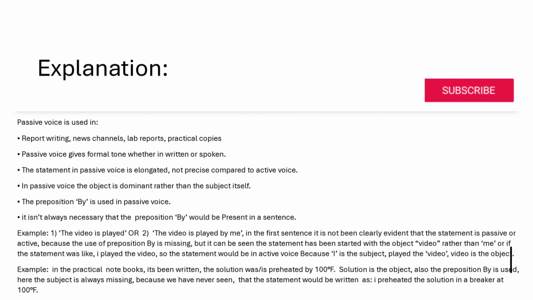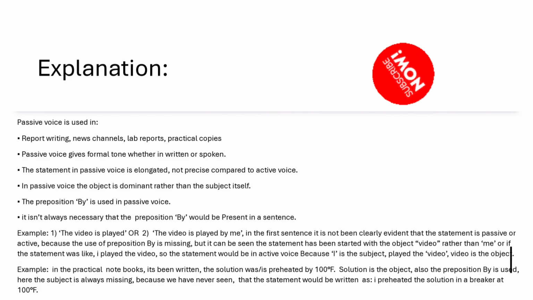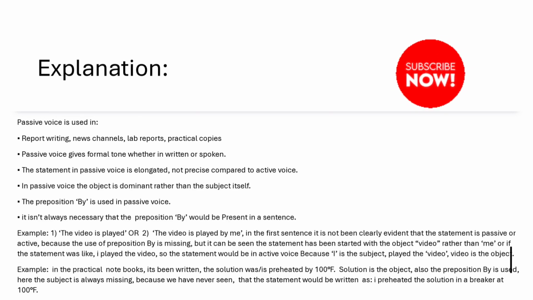For example, there's a sentence, the video is played. Now this is a passive voice, but here by me is not present. But what if we say the video is played by me? Now it indicates that it is passive voice. But what if the sentence, the video is played, comes somewhere and pops up in a paper or anywhere? It can be understood that in the sentence the object is present first. Here the video is the object, is played is the verb, by is the preposition, and me is the subject. So here the video is the object.